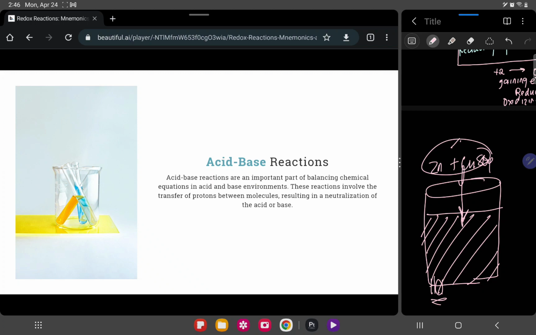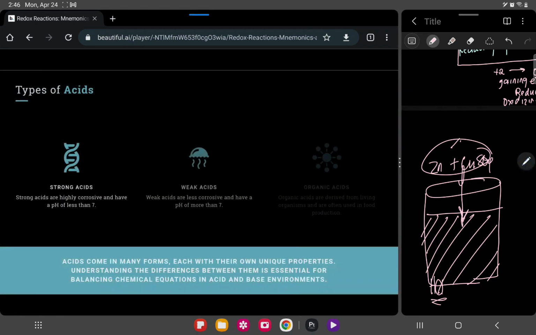Before, we only learned how to balance the specific number of each element. But now, we're not just going to balance the number of each element, but also the electrons present on both sides of the equation. So we'll discuss that depending on the environment that we have.